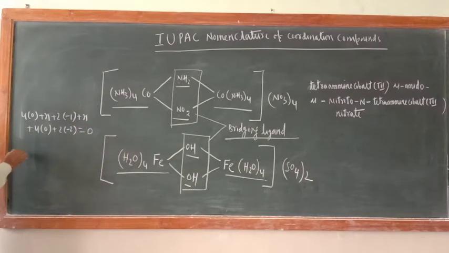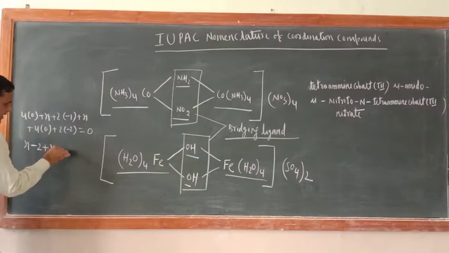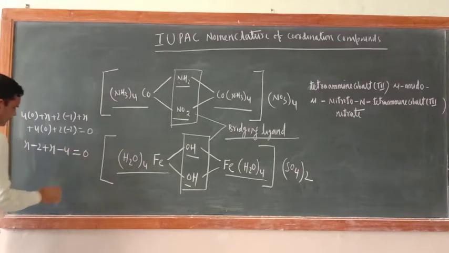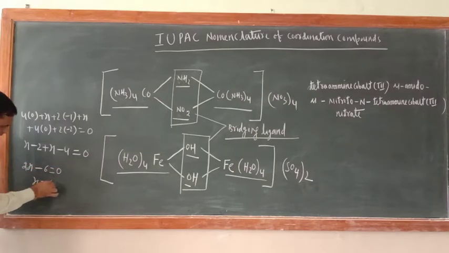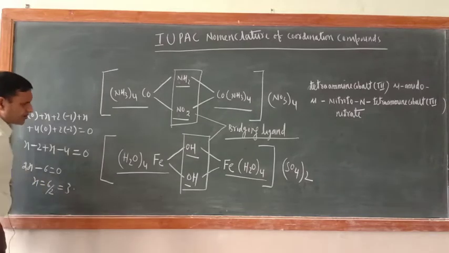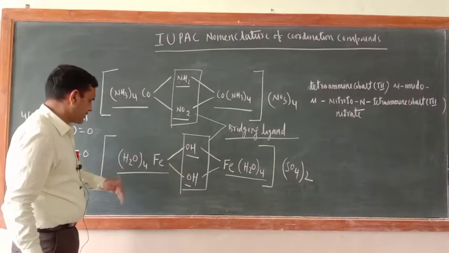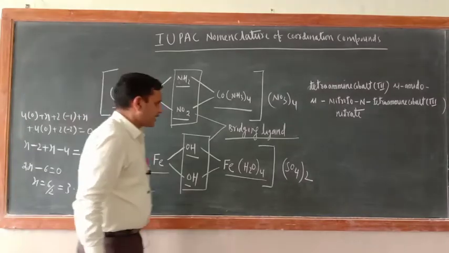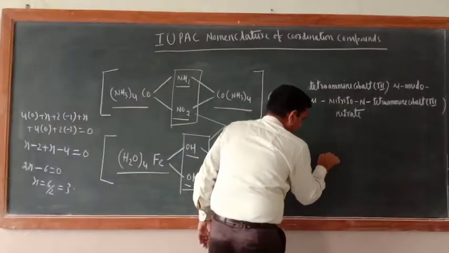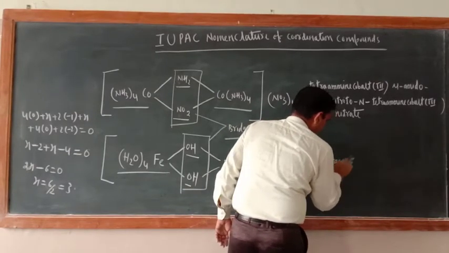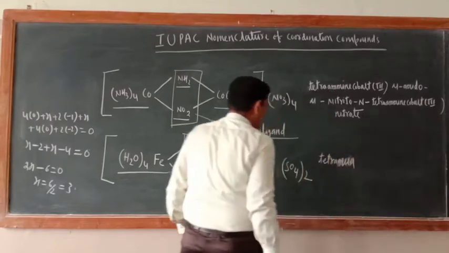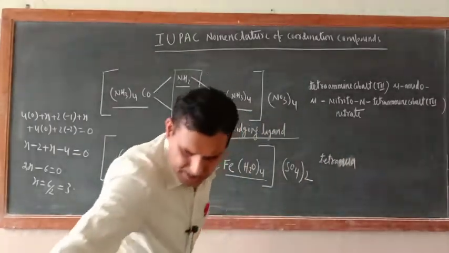So here what is there? X minus 2 plus X minus 4 equal to 0. So 2X minus 6 equal to 0. So X equal to 6 by 2, that is equal to 3. So iron will be 3 only, oxidation state. Now start naming. What is there? Tetraaqua. Double A. Tetraaqua. Okay. Just a minute.